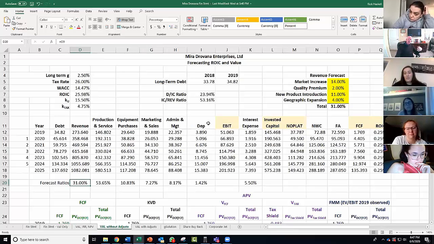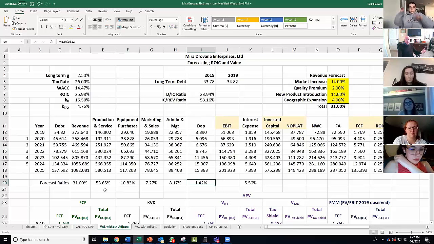And then if I've got a constant return scenario, I'm also going to look at my forecast ratios. And I think that you're probably reasonably well attuned to this now that you've had to muddle through the Excel assignment. Any questions about what we've got going on here with the forecasts?